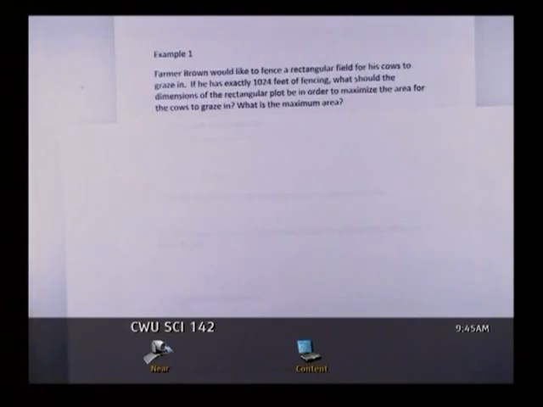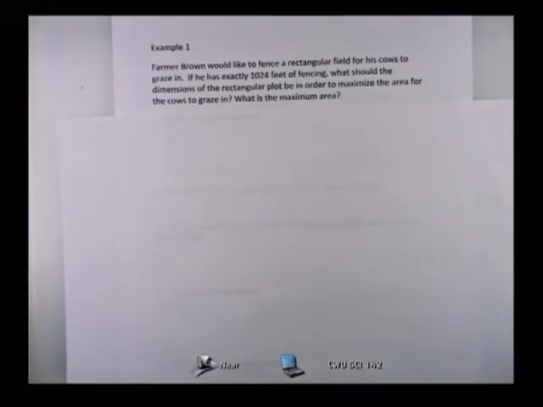All right, we're going to go back to one that we did just the other day, very similar to it. Farmer Brown would like to fence a rectangular field for his cows to graze in. If he has exactly 1,024 feet of fencing, what should the dimensions of the rectangular plot be in order to maximize the area for the cows to graze in? What is that maximum area?